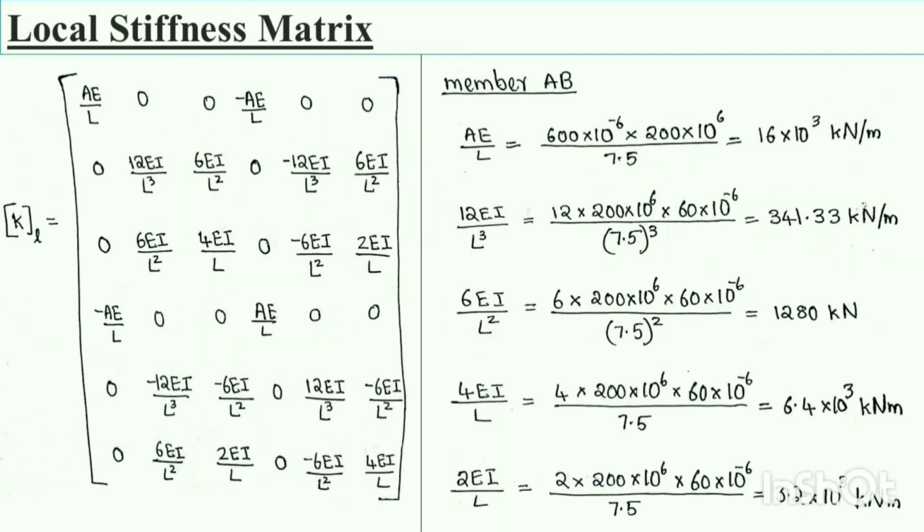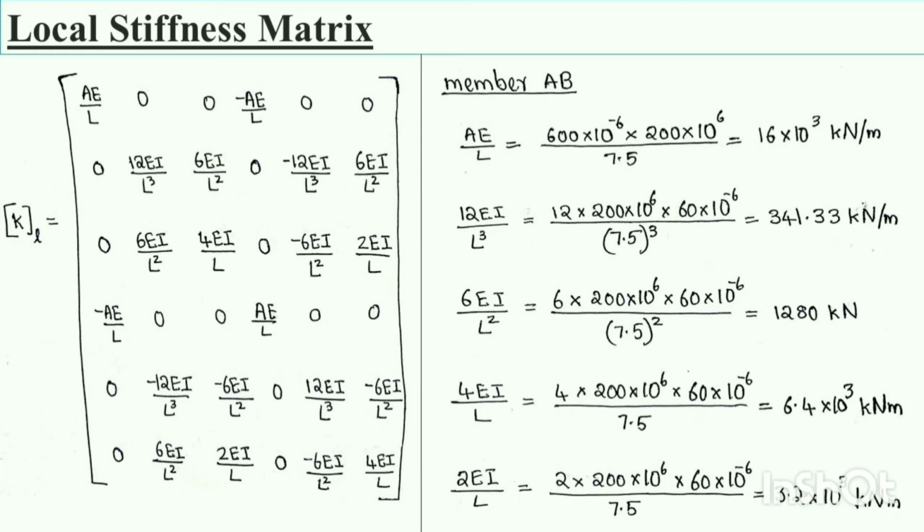Next we can find the local stiffness matrix of each member. So this is the general form of the local stiffness matrix for a frame element. It is a 6 by 6 matrix. Here we are considering the yielding of members. That is why we have taken AE by L.